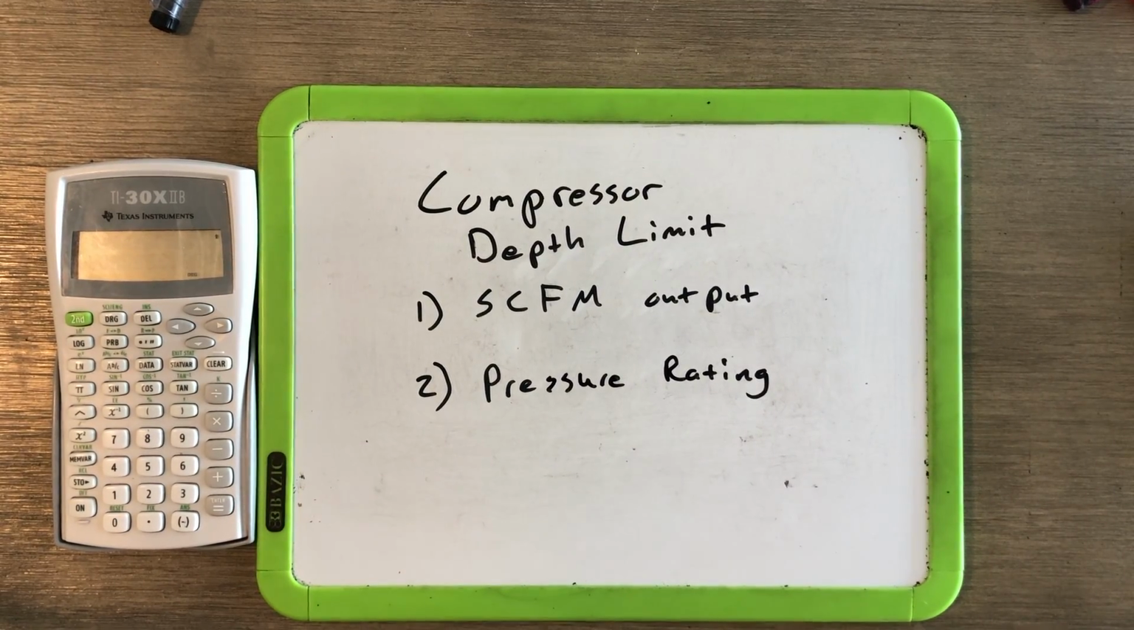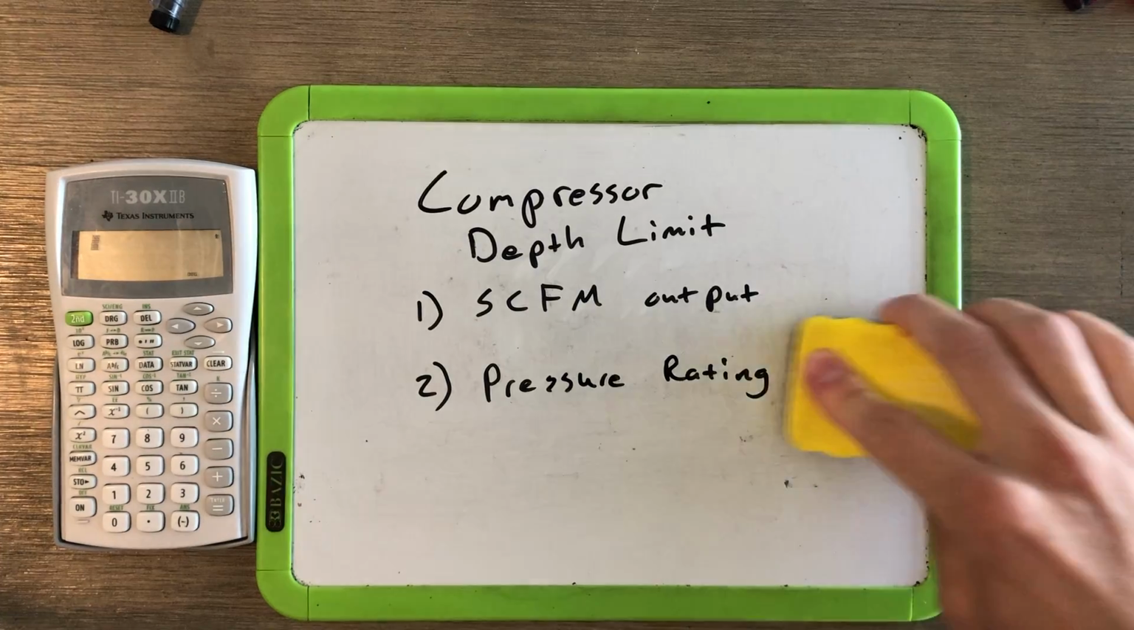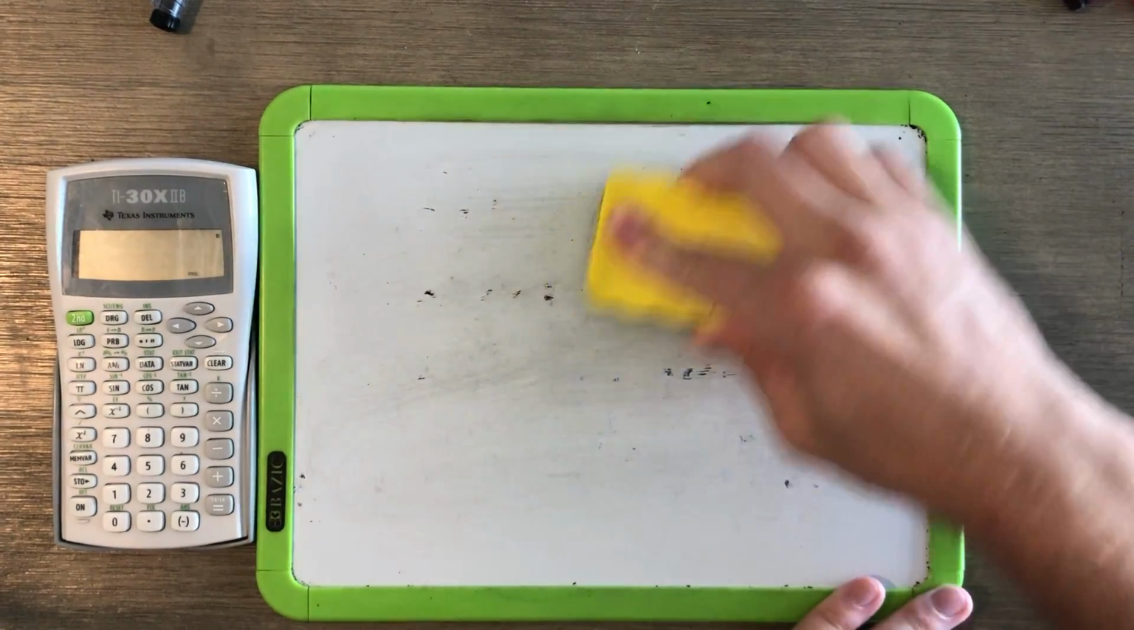This section is going to cover the compressor depth limit. There's two things that can limit your depth due to your compressor. First is going to be your standard cubic feet a minute output. We talked about that a little bit earlier. And the next is going to be your pressure rating, basically what delivery pressure your compressor is putting out. So first we'll start with the output, standard cubic feet a minute.